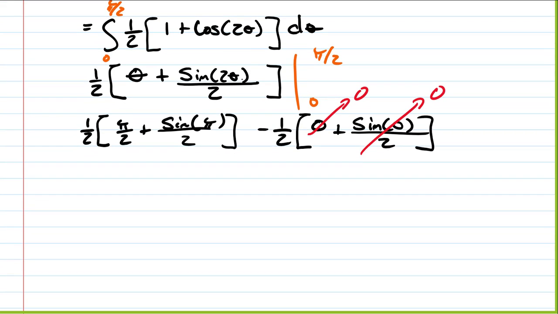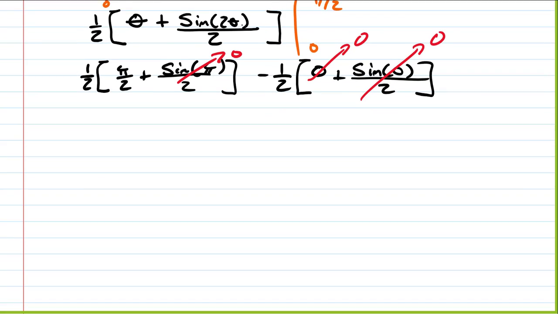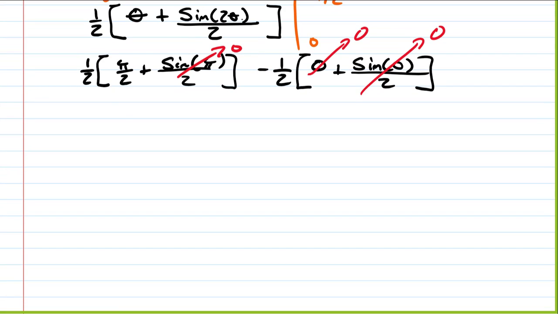And what's the sine of pi equal to? So sine is the y value. If you rotate to pi radians, what's your y value? 0, right? Because it's at -1, 0 on the unit circle. So this guy is also 0. So all those terms are 0. We get 1/2 times pi over 2. So we get our solution is pi fourths. So the value of our integral is pi over 4.